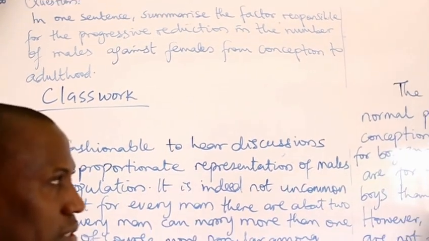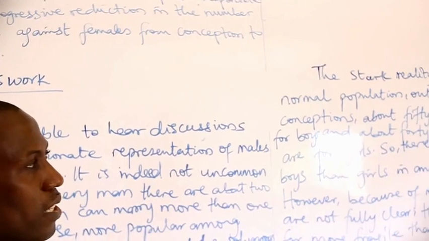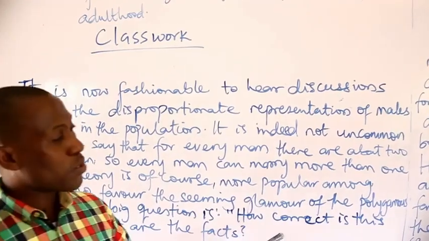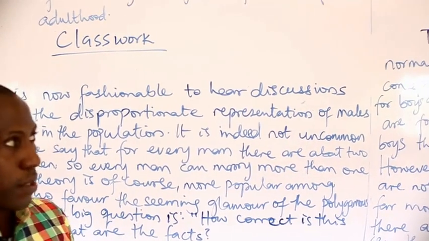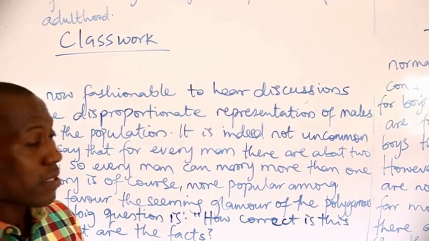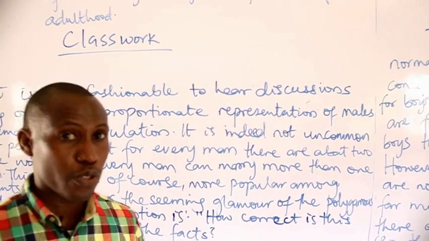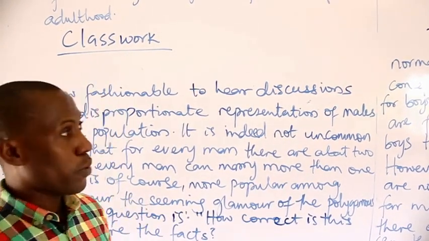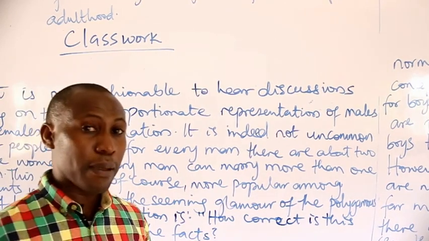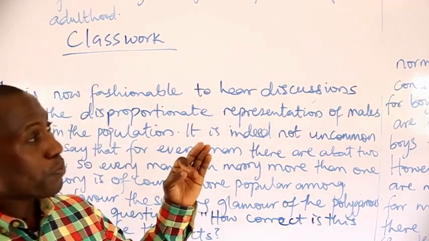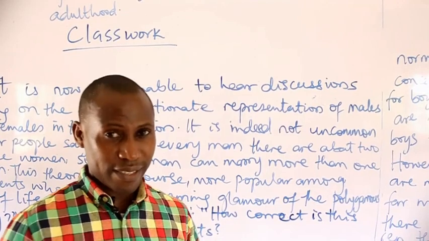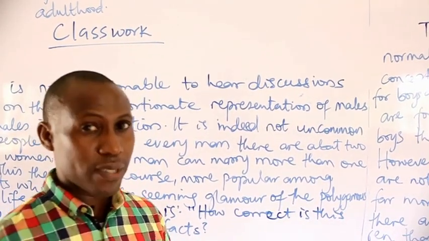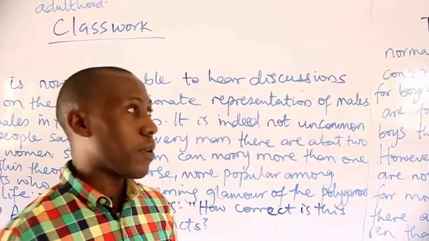Now don't forget the steps to take when you want to write a good summary. We're going to try to answer the question. Now remember the steps to take when writing a good summary. Read the passage thoroughly. We have just done that. Now the second step to take is to identify the topic sentence. Remember what I told you about topic sentence, the most important sentence in the paragraph.